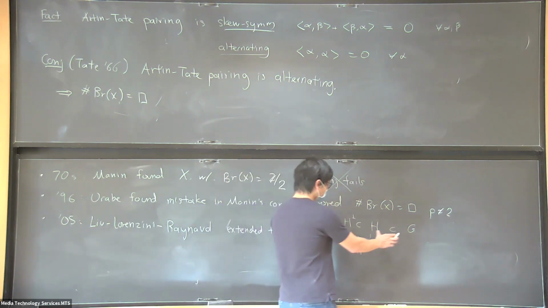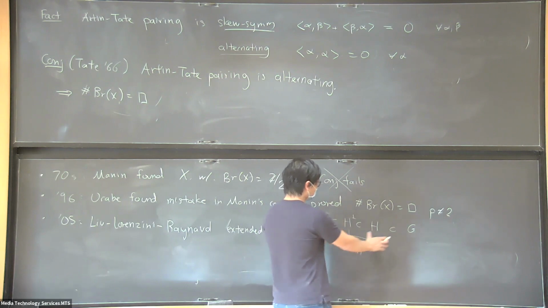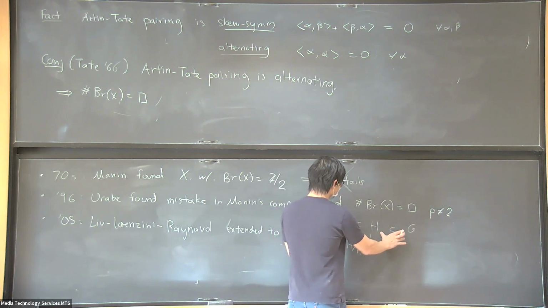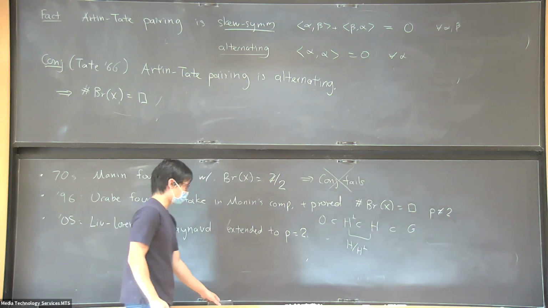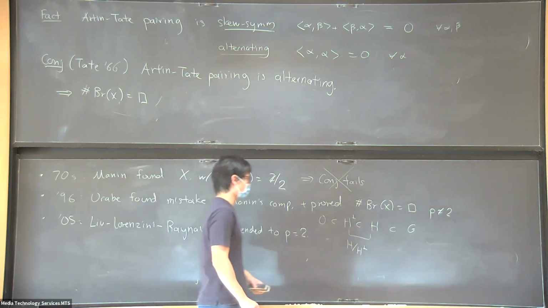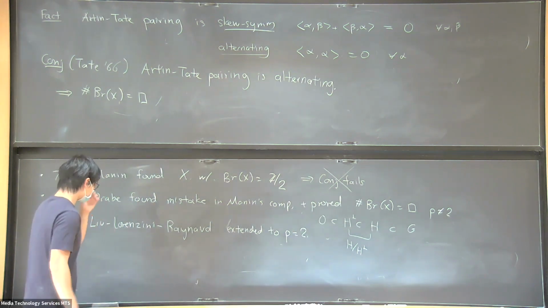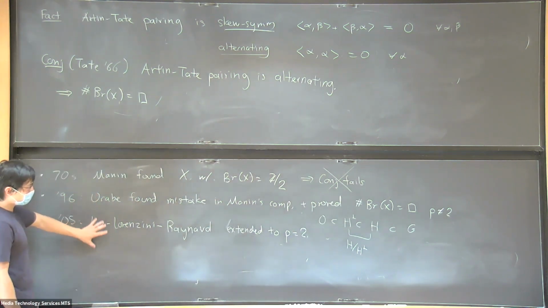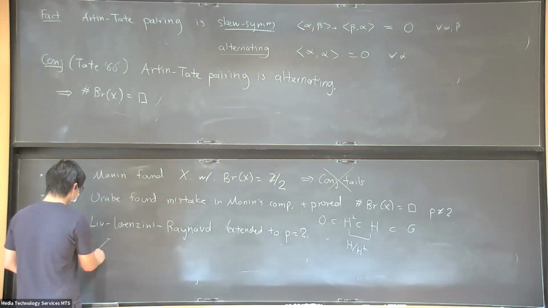And on the other hand, the discrepancy between the size of this quotient and the size of G is a square because these two have the same index. So that's what he did. He found some small enough thing, or big enough thing, on which it was alternating. Whereas this proof is by completely different methods, by comparison.